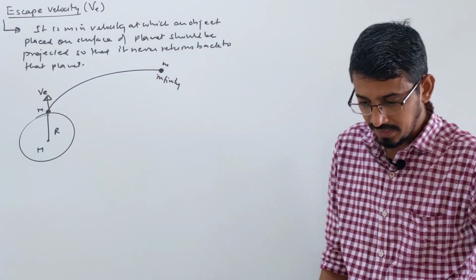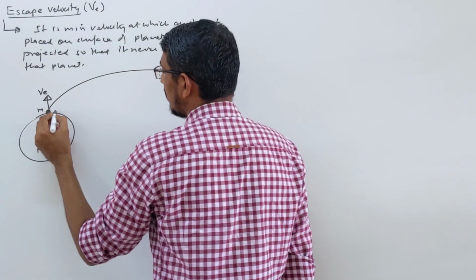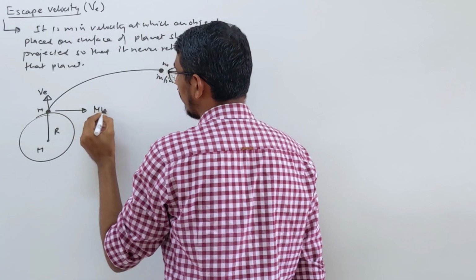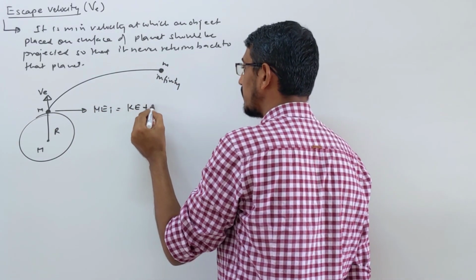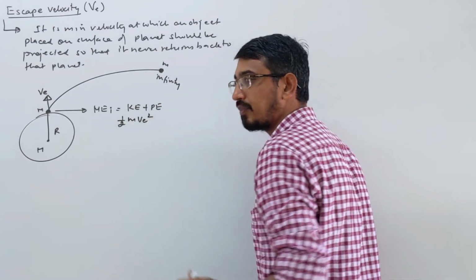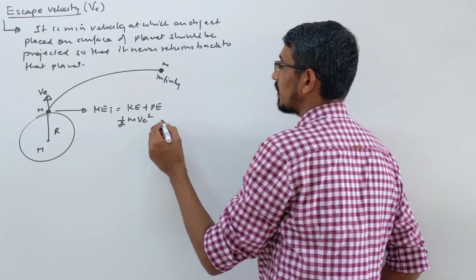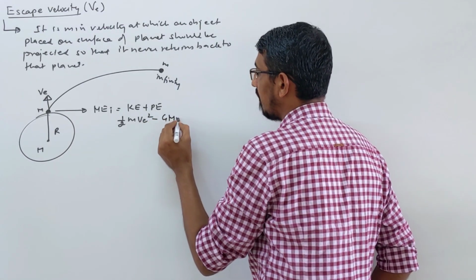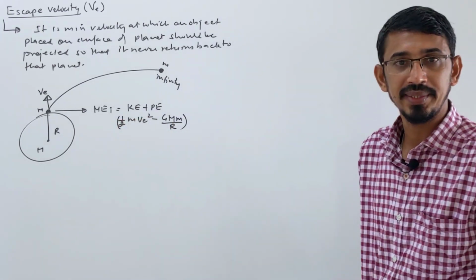So what we do simply here, we write conservation of mechanical energy principle again. What is the initial mechanical energy here? Mechanical initial, let's write. That will be kinetic plus potential. What is the kinetic? Half m VE square. That VE we have to calculate, right? That's the kinetic energy. And what is the potential? Minus G M m upon r. This is your initial mechanical energy, right?